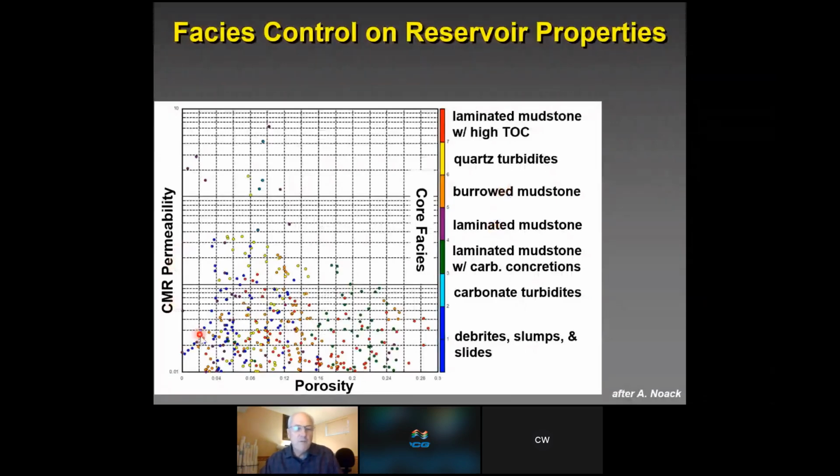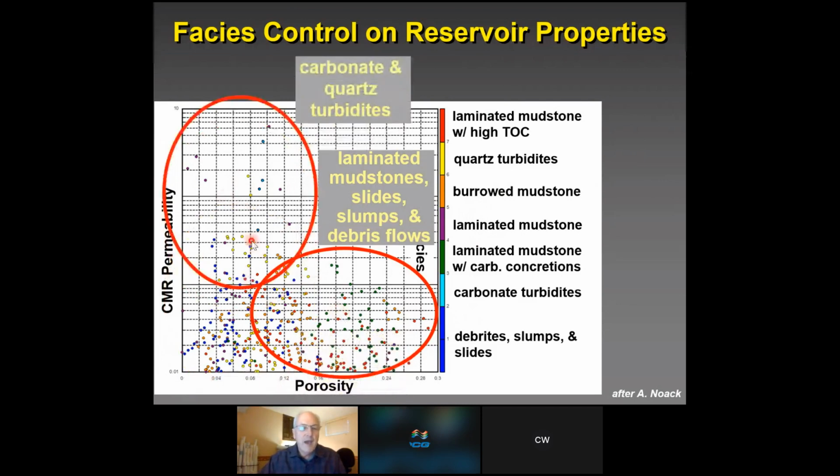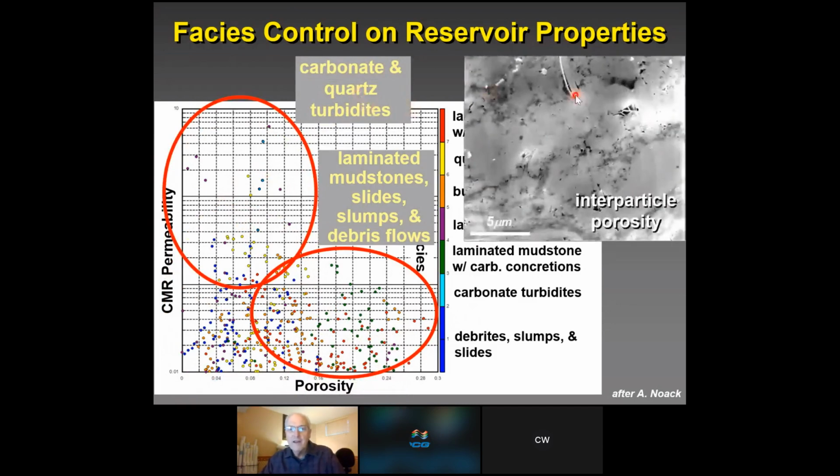What you find when you cross-plot permeability and porosity is that out here you've got big pores in a lot of these mudstones, especially the laminated mudstones, in the burrowed mudstones, as well as in some of these debrites and slumps and slides. So those have large pores, but not much permeability. Here we have small pores, but better permeability in our quartz and carbonate turbidites. Here's a photomicrograph of that, showing this interconnected, small pore, but good permeability rock in these turbidites.